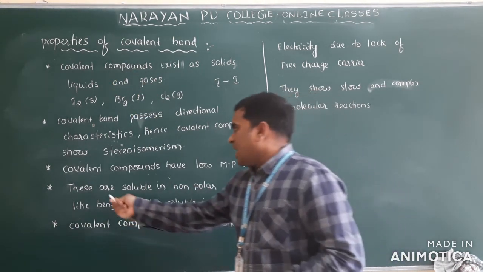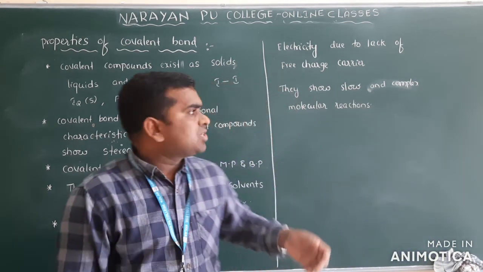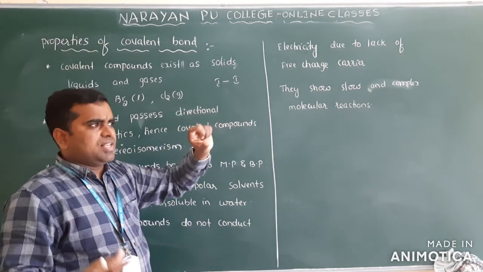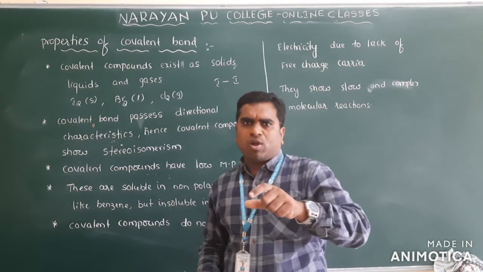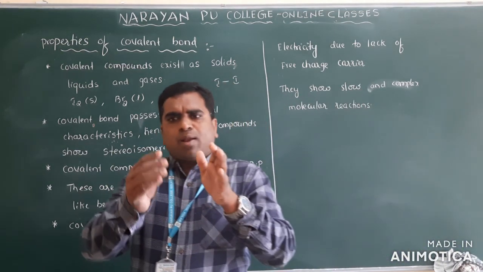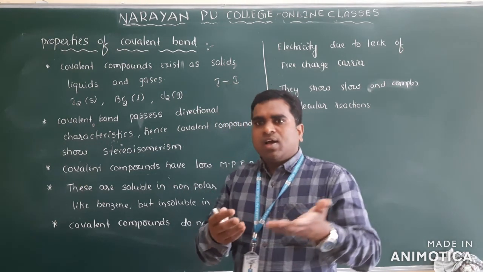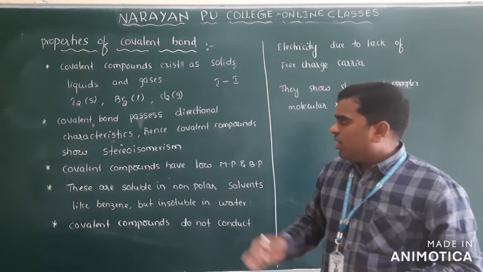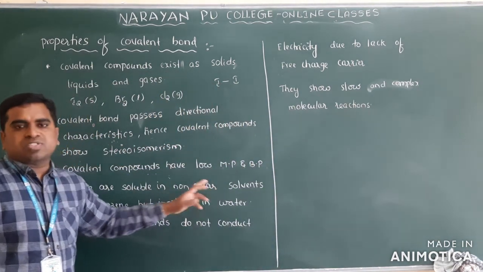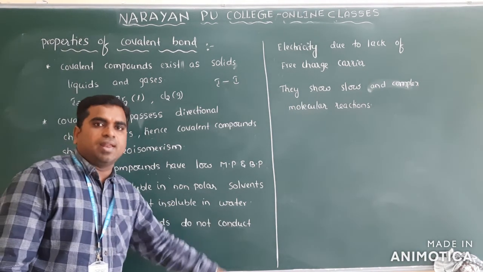Clear? And these are soluble in non-polar solvents, because these are non-polar. Covalent bonds are of two types, as I mentioned: non-polar and polar. Whatever it may be, the polar character in the covalent bond will be very less. So they almost behave like non-polar compounds. That's why they dissolve in non-polar solvents only, like benzene, but are insoluble in water.